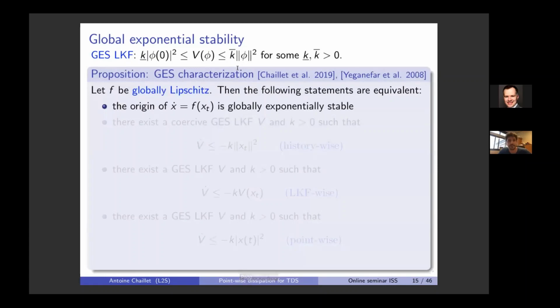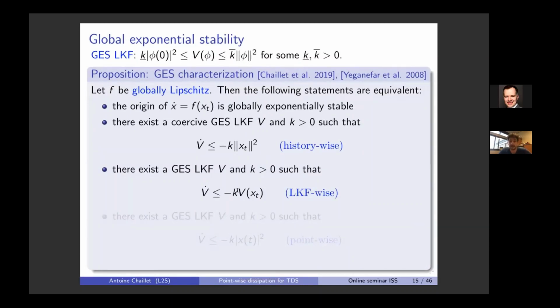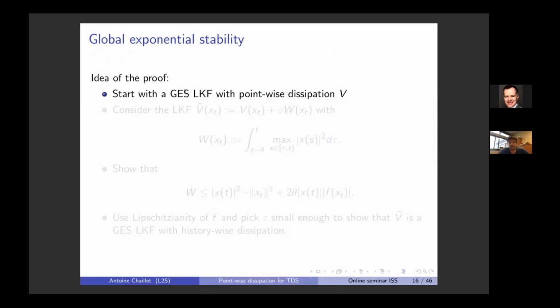So the only result we have so far in that direction is this one. Under the condition that f is globally Lipschitz, which is, I think, a hard requirement, but it's all we have so far, then it's equivalent to request global exponential stability, or to request a history-wise quadratic dissipation, or a Lyapunov-wise linear dissipation, or a pointwise quadratic dissipation. Okay, so this is, I think, rather intuitive. It corresponds a lot to the finite dimensional case, but we were able to prove it only when f is globally Lipschitz.